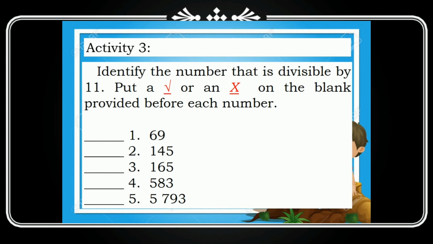For activity number 3, identify the number that is divisible by 11. Put a check or an X on the blank provided before each number. The given numbers are number 1, 69. Number 2, 145. Number 3, 165.